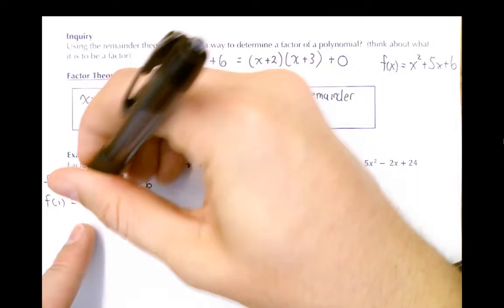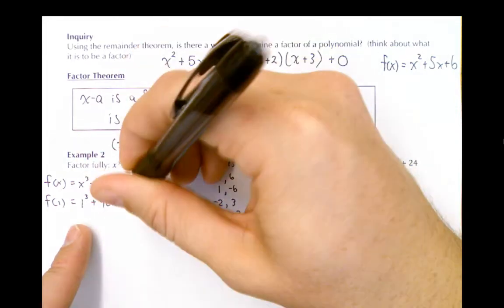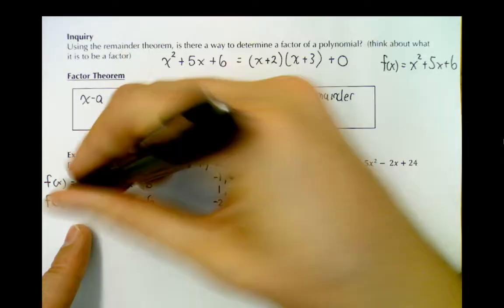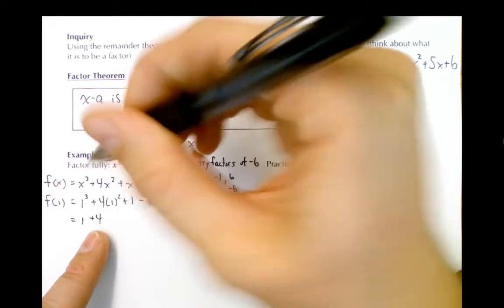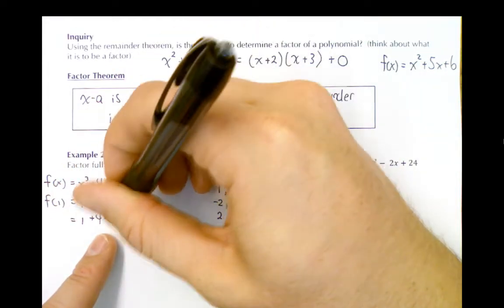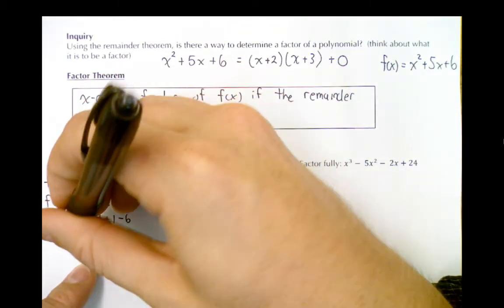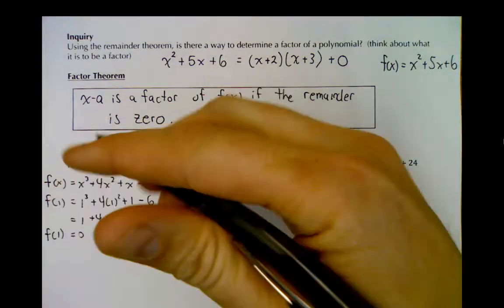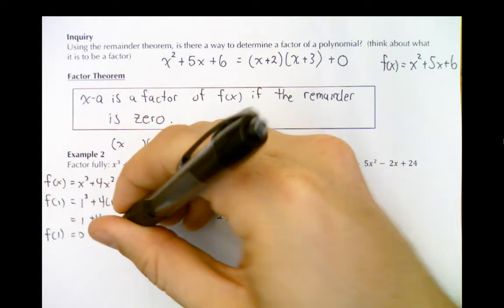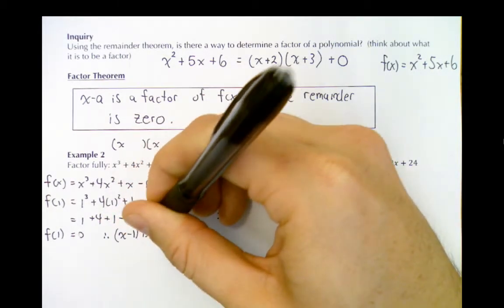So let's try it. 1 cubed plus 4 times 1 squared plus 1 minus 6. 1 cubed is 1, 1 squared plus 4 is 4, plus 1 minus 6. 1 plus 4 is 5, plus 1 is 6, minus 6 is 0. F at 1 is 0. Therefore, x minus 1 is a factor.